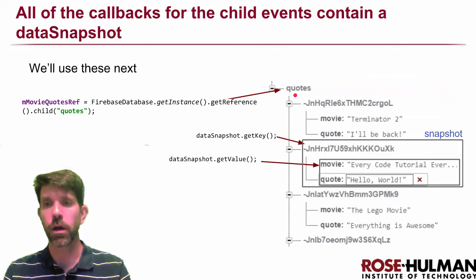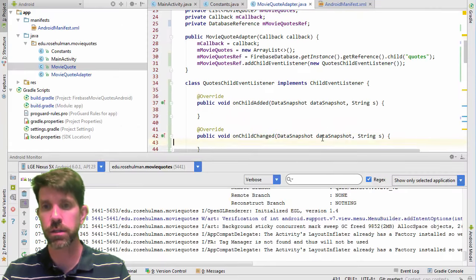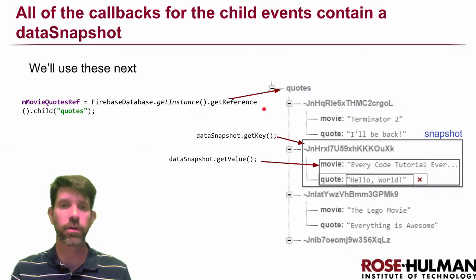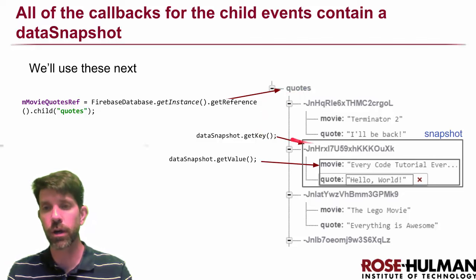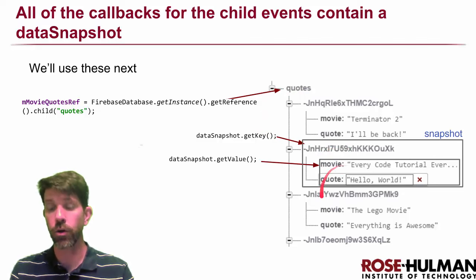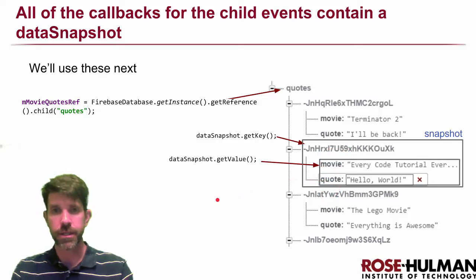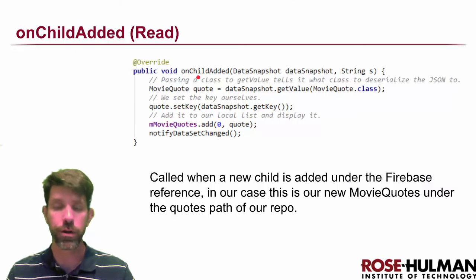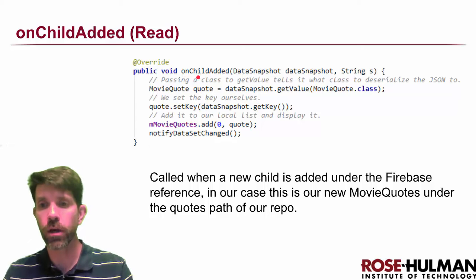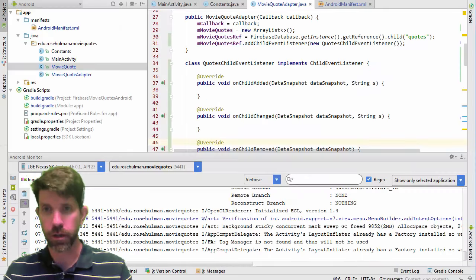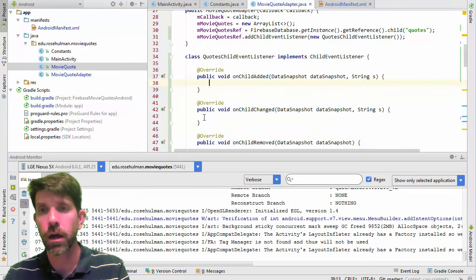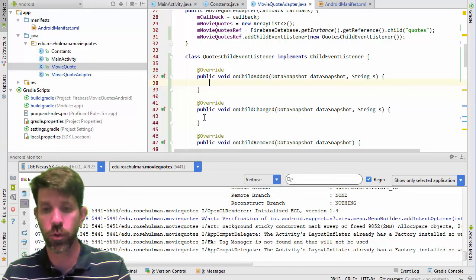So what do we want to do? Again, if you notice this, there were snapshots in all of these callbacks, right? So the snapshots give you the relevant information, right? So again, we said that you can get the key or you can get the value. Well, let's see. The first one is if a child was added, what do you want to do? Okay. So let's talk about this here. All right. So if one was added, we need to turn this into a movie quote itself.